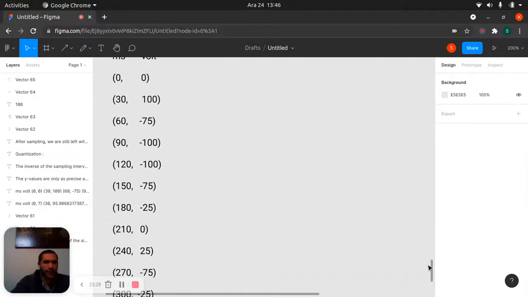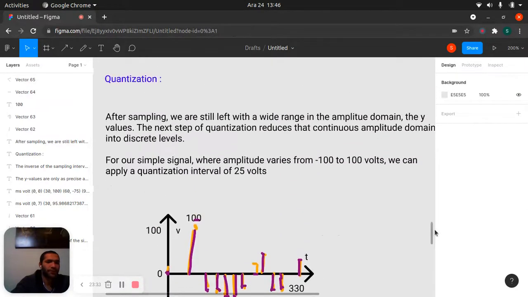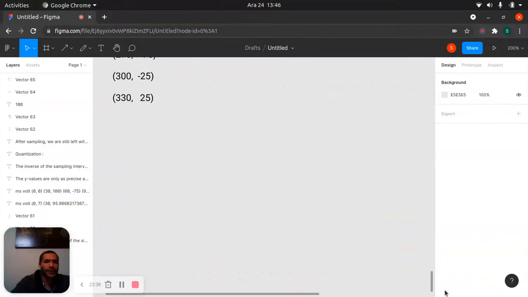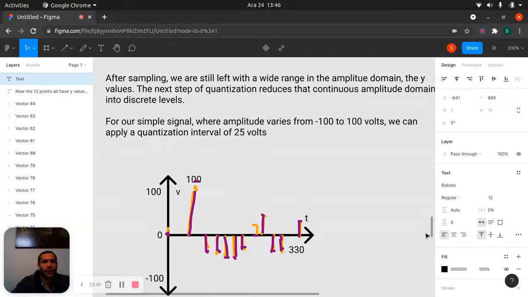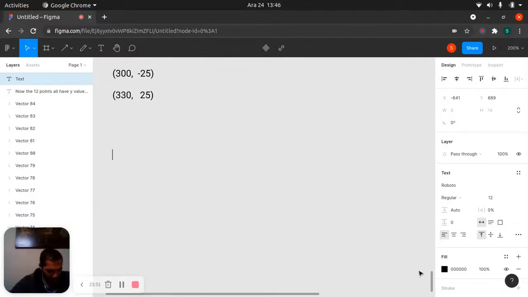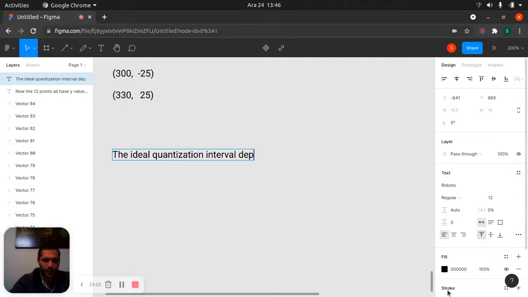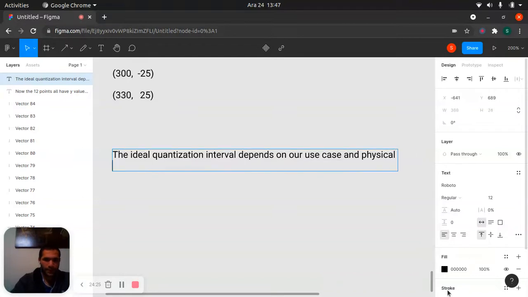Let's write something here now. I told you now our things change. Now let's write something here together. Let's take the pen. Yes. Let's say the ideal quantization interval depends on our use case and physical constraints.